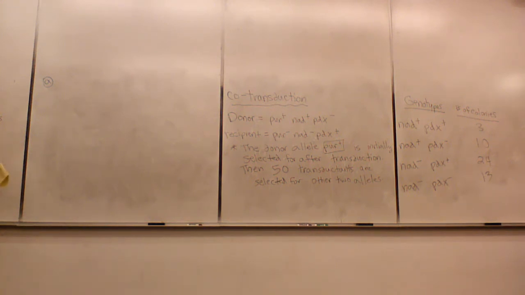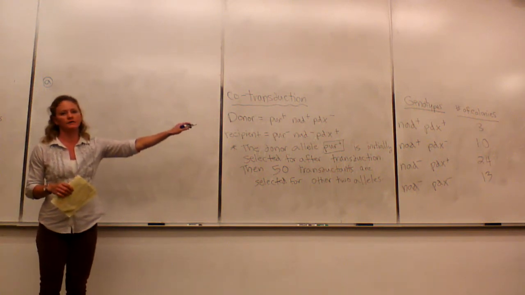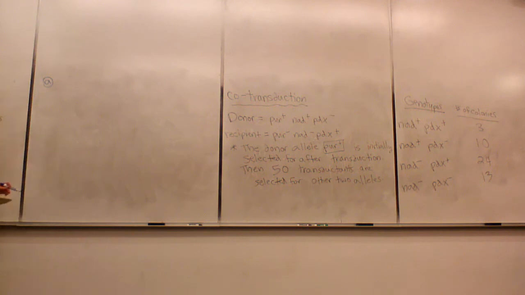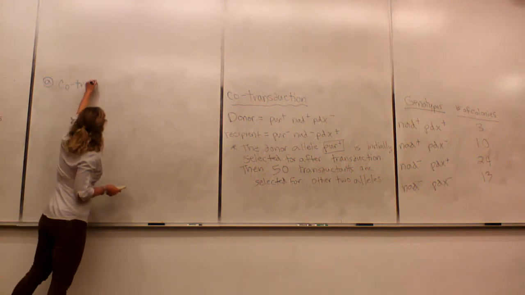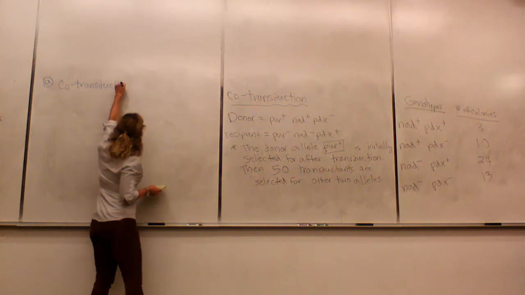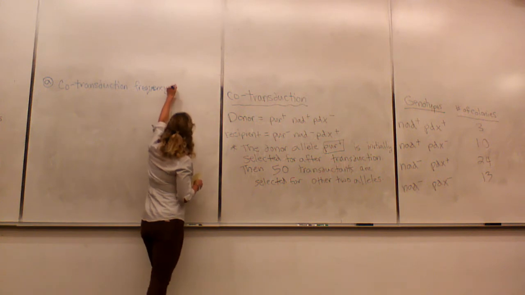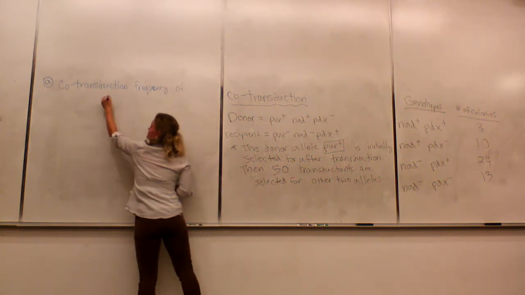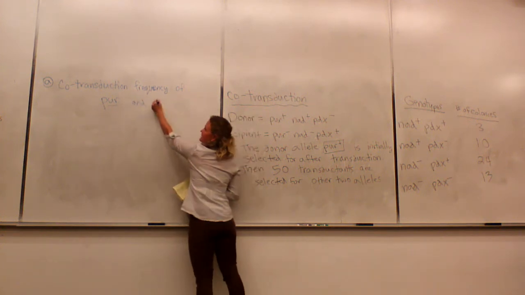So that's the information you're given. Okay, you're told the donor genotype, the recipient genotype, you're told that you're initially selected for pure plus, and then these other 50 are for the other allele selections. Okay. Part A is asking for the co-transduction frequency of the pure gene and the NAD gene.